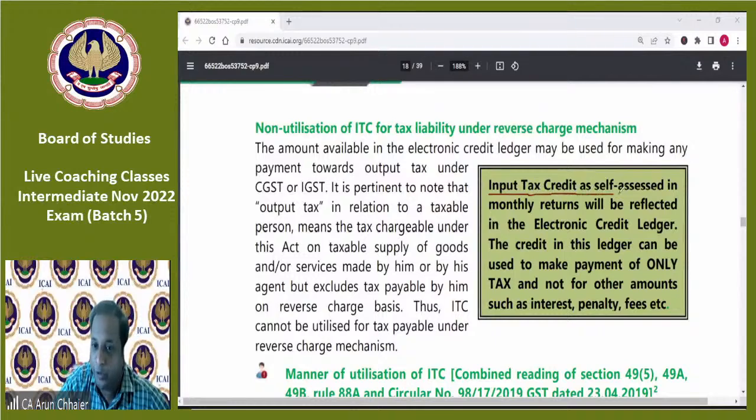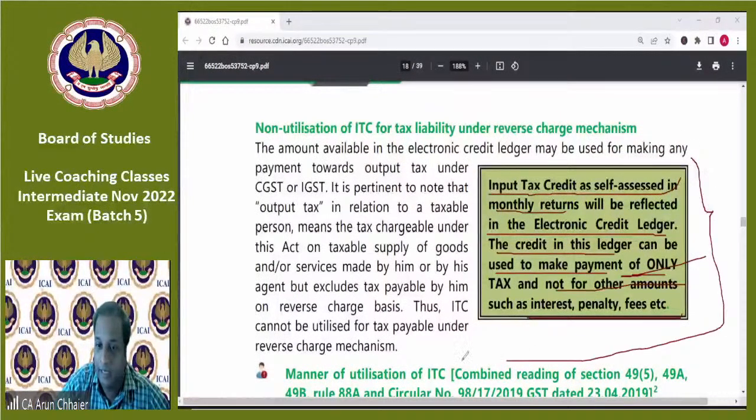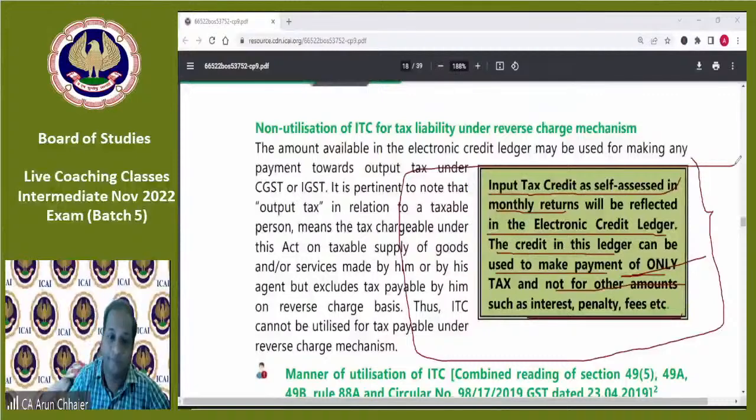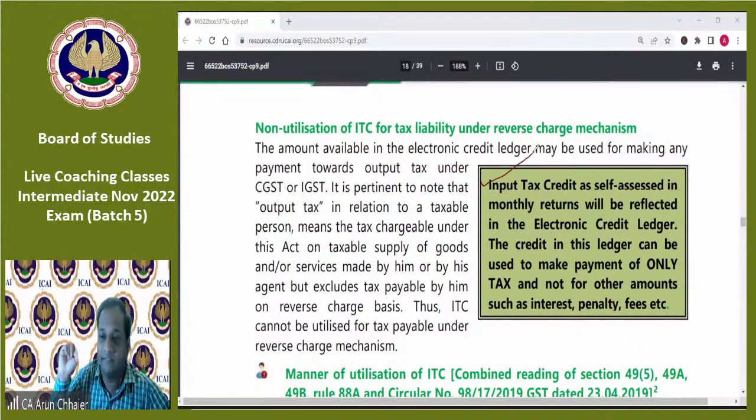Input tax credit as self-assessed in monthly return will be reflected in the electronic credit ledger. The credit in this ledger can be used to make the payment of only tax, not for other amounts like interest, penalty, fees. Kindly confirm. I hope this particular para is clear to all. We have discussed it in length.